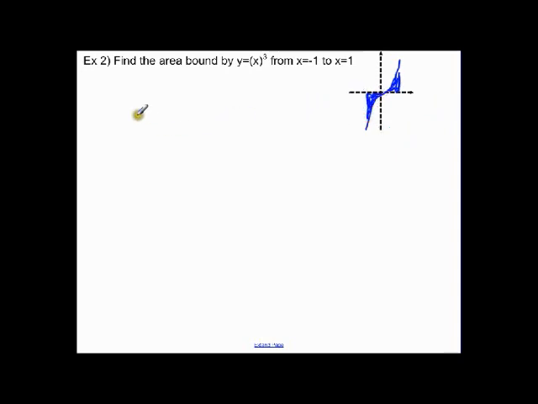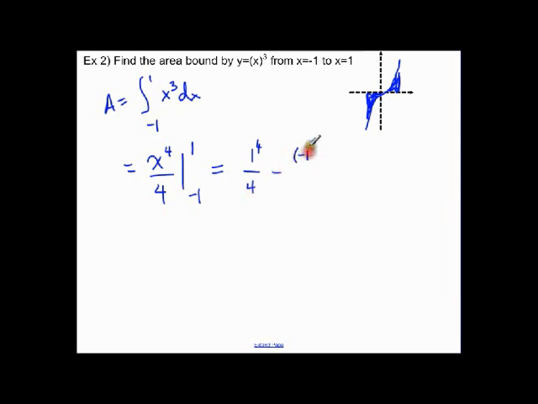Okay, so we'll try again. We'll say that the area is the integral from -1 to 1 of x cubed dx. Now the integral of x cubed is x to the 4th over 4, starting at -1, ending at 1. So we'll sub in the upper bound, 1 to the 4th over 4, subtract, sub in the lower bound, -1 to the 4th over 4.